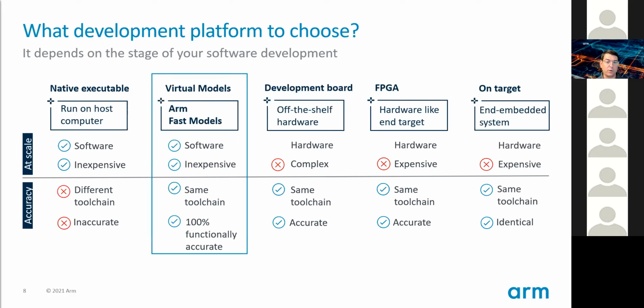On the other hand, virtual models, in ARM we call them fast models or fixed virtual platforms, are software representations of a system and are thus inexpensive and scalable. They are functionally accurate, so registers, exception levels, translation tables, and the memory map are all available to programmers. They require the same tool chain and give you functionally accurate results. So the answer to this question actually depends on your stage of the software development. Virtual models are excellent choices for early software development and large volumes of regression tests. Hardware boards are ideal for system tests and final verification.